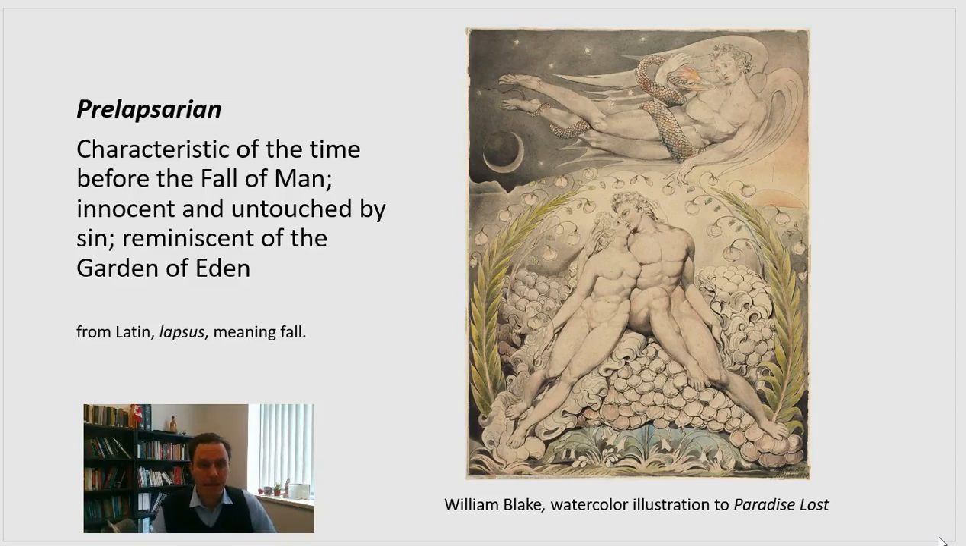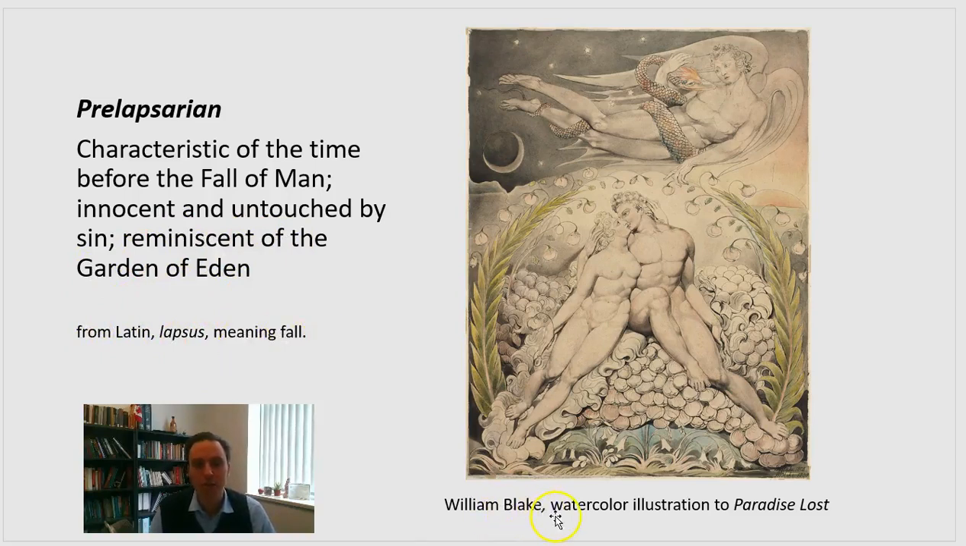The guilt and sin and death of humankind in the Garden of Eden. So that which is prelapsarian refers to what people and the world was like before the fall. It refers to that which is innocent and untouched by sin. It refers to that which is reminiscent of the Garden of Eden. It's from the Latin word lapsus, meaning fall, as in a lapse in judgment.